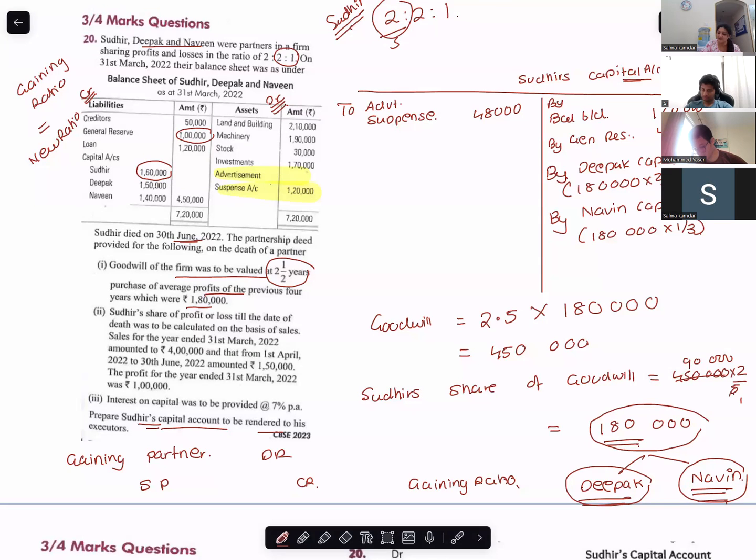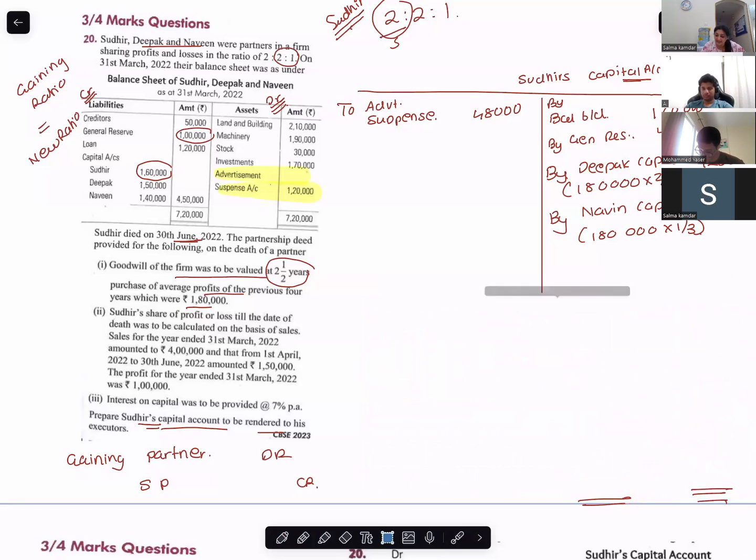This will be 60,000 and this will be 120,000. Are you with me? Yes. Anas, are you with me? Yes, ma'am. So when a partner is dying, we will revalue assets and liabilities.